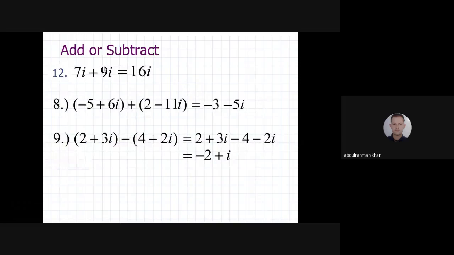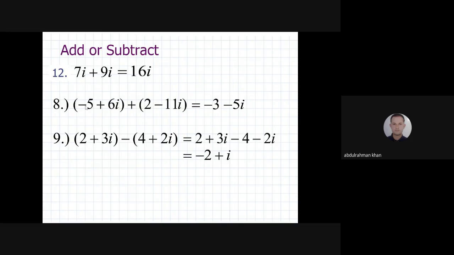Add or subtract 7i plus 9i. Simple. In addition, the imaginary part is added to the imaginary part and the real part to the real part. So here 7i is the imaginary part, and 9i is again the imaginary part. So 7 plus 9 is 16, and just write i. That is your answer.